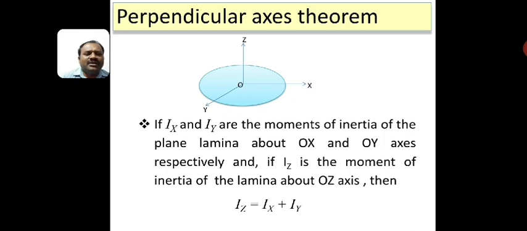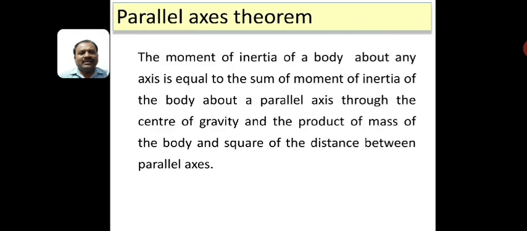What you need to remember in this case is, OX and OY are two axes which lie on the plane of the lamina, and OZ is the axis which is perpendicular to the plane of the lamina, but all three axes coincide at a single point, that is O. They are meeting at the same point O. This is one of the essential conditions for the perpendicular axis theorem to be applied.